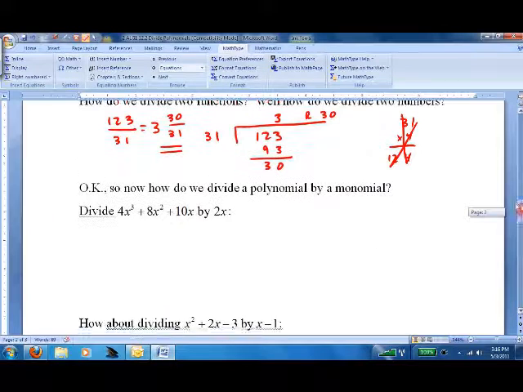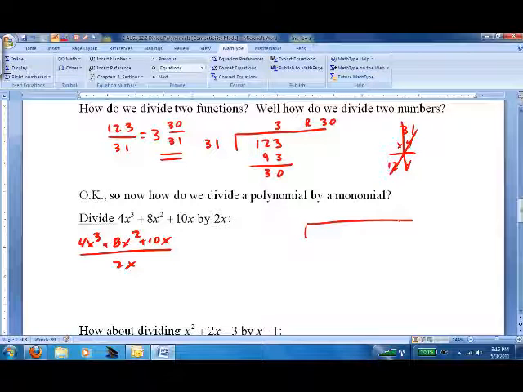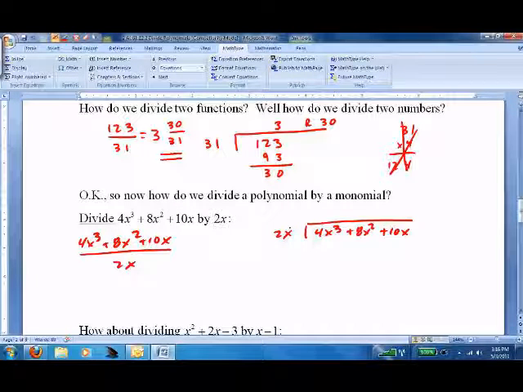All right, so I just showed you how to do long division with numbers. Now we're going to do it with polynomials. Divide 4x to the third plus 8x squared plus 10x by 2x. Well, according to what we just did, we put 4x to the third plus 8x squared plus 10x inside, and 2x goes here. How do we fit 2x into 4x to the third?